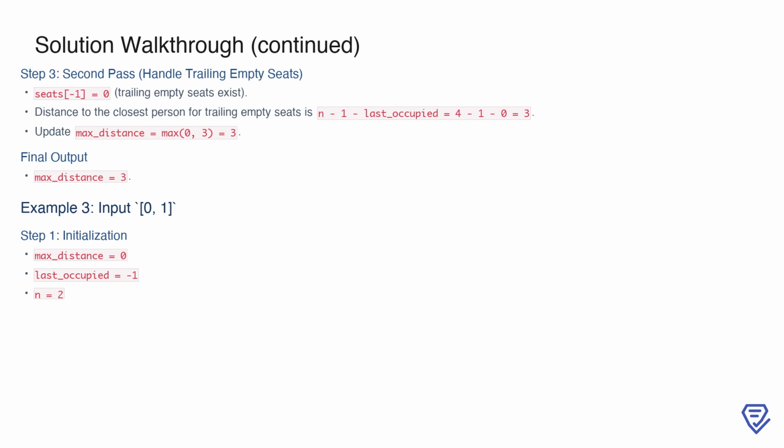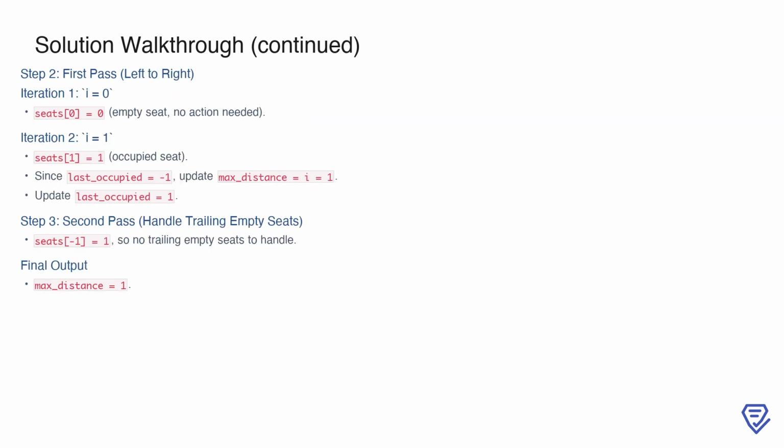Now let's look at a smaller input, [0, 1]. As before, we initialize max_distance equals 0, last_occupied equals -1, and n equals 2, which is the length of the array. In the first pass, at i equals 0, the seat is empty, so no action is needed. At i equals 1, the seat is occupied.